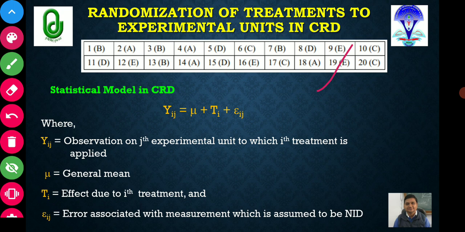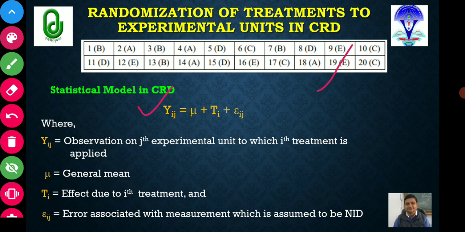First of all, you have to see the model. Why the model? Because the model tells what the association is between the treatment and the measurement that you are taking. That means treatment and observation. What are the factors you want to test and what is the effect of that factor on the particular measurement or observation. So here you can see the model is Yij is equal to mu plus Ti plus Eij.